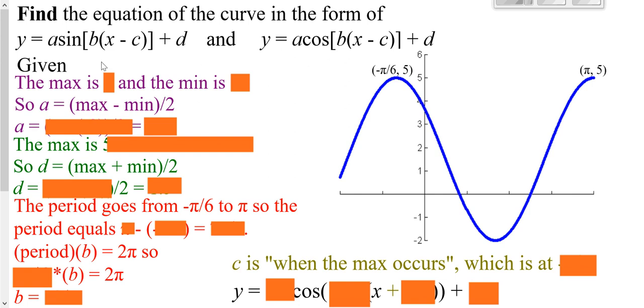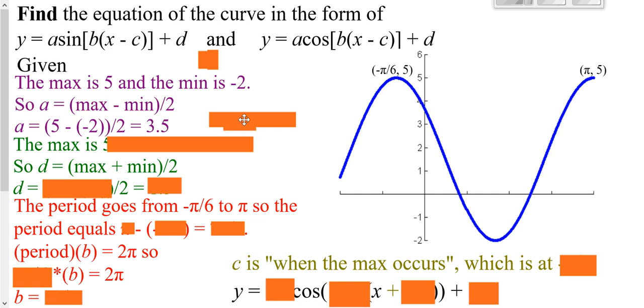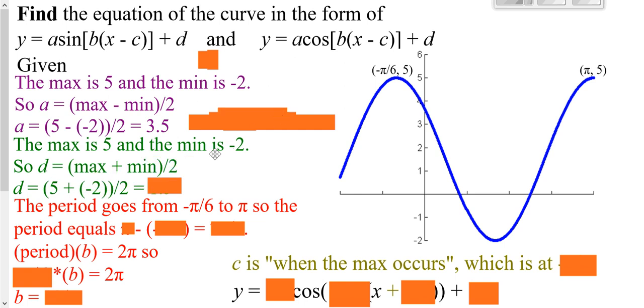So to find your A value, it's max minus min divided by 2. You can see looking at your graph, we top out at 5 and we bottom out at -2. So if we plug our max and our min in, then we can find our A value and we get 3.5. D is your max plus your min divided by 2. While we were just dealing with your max and your min, so then we can go ahead and plug them in and we get our D value to be 1.5.